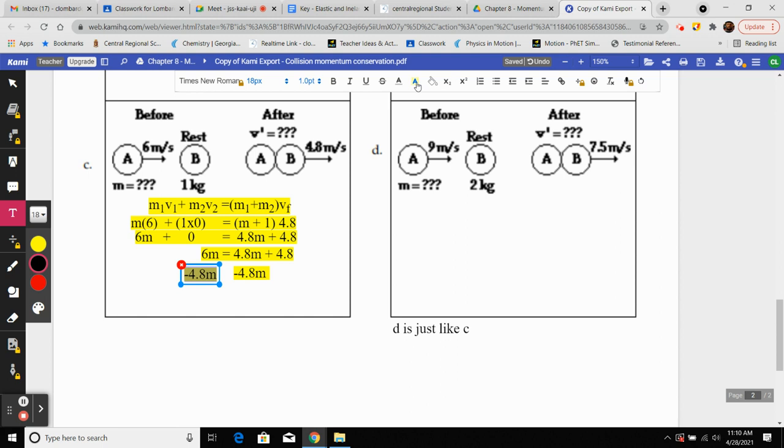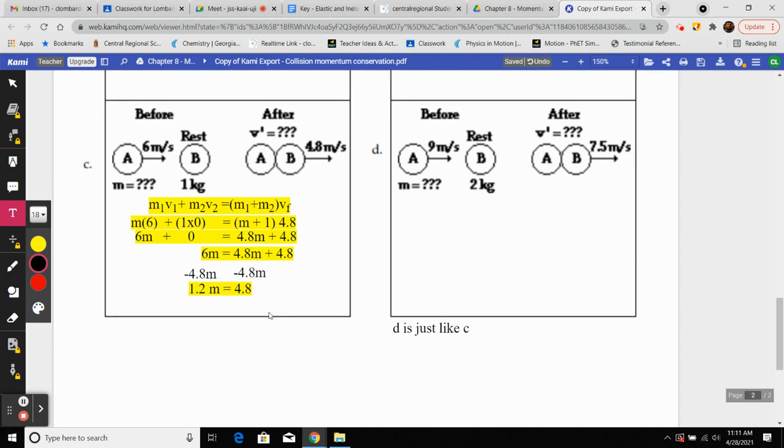I'll show those in clear. Again, you don't need to do this extra bit here. Okay, so if we subtract 6 minus 4.8, what are we going to be left with? We are going to be left with 1.2. So we have 1.2 m equals 4.8. Now you would divide both sides by what? 1.2.